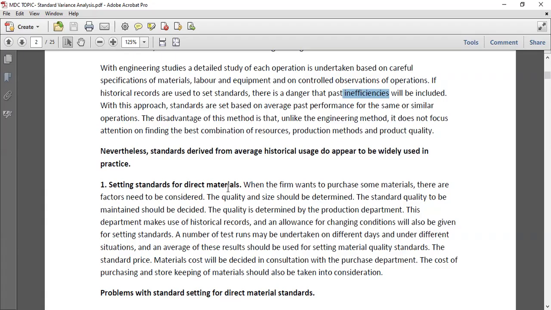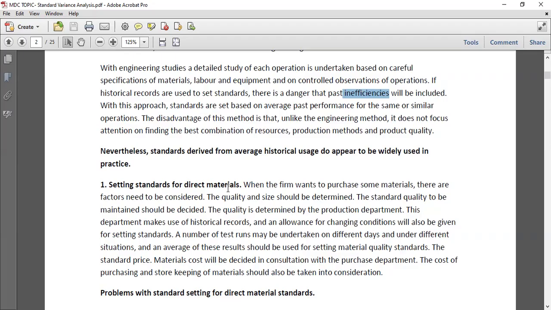So part of the variable costs includes materials, okay? And as it includes materials, the question is, how do we set standards for direct materials? Now, with direct materials, you have 3 things that you need to look at here. Remember, you have the quality of the materials. That is very key when it comes to standard setting. You also have the quantity of the materials, and then you also have the price of the materials, okay?